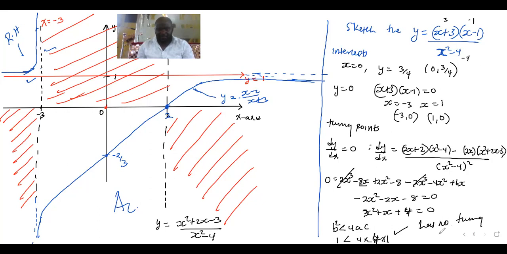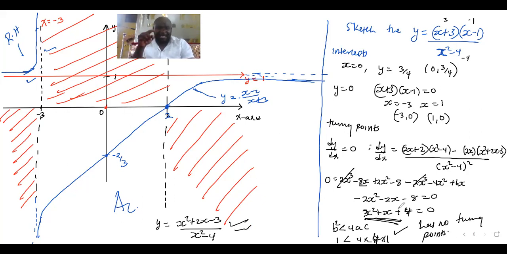Excuse me, teacher. Yes, please. I'm requesting you to repeat for me. My network was unstable. Repeat what? The point of turning points. Turning points, you just differentiate. You differentiate this one using the quotient rule and equate to zero. When you reach here, you just equate the numerator to zero. When you reach the quadratic, I was emphasizing the following.